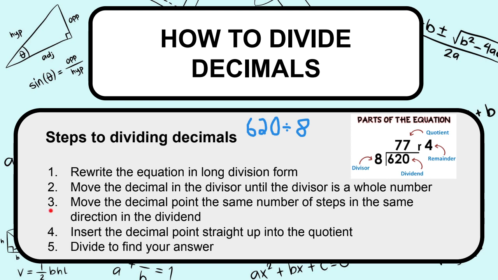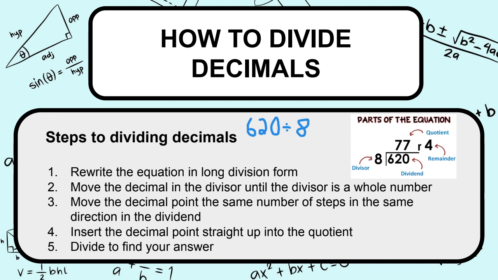Step number 3 is now to move the decimal point the same number of steps in the same direction in the dividend. So the dividend is this number here. And this number here, the dividend, can be a decimal. All right, so when it's in long division form, it can be a decimal. You just have to move it however many times that it asks you to.